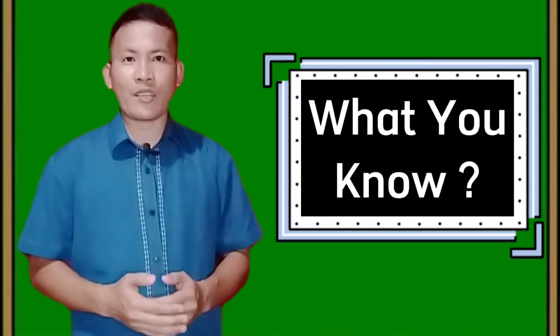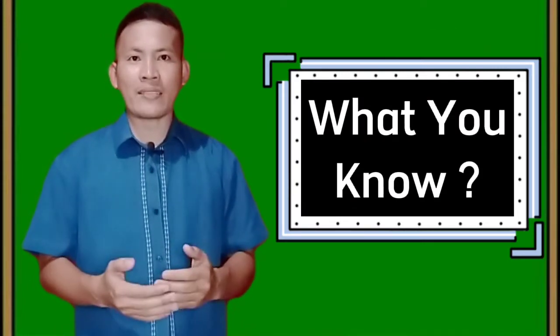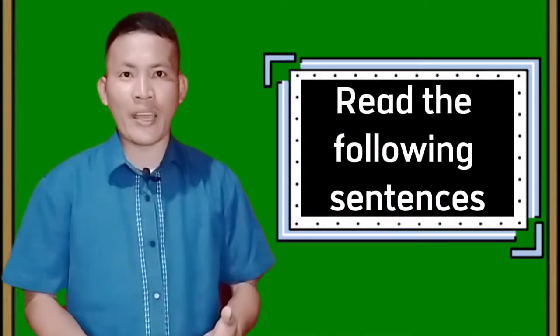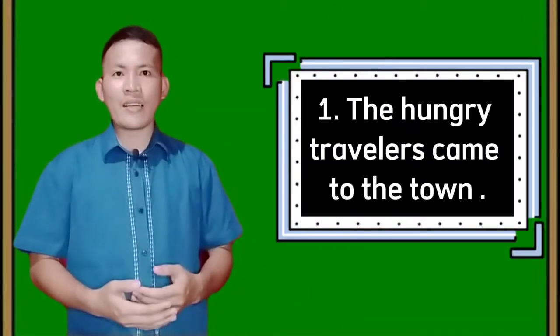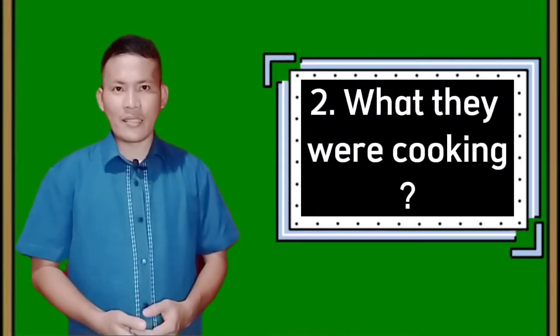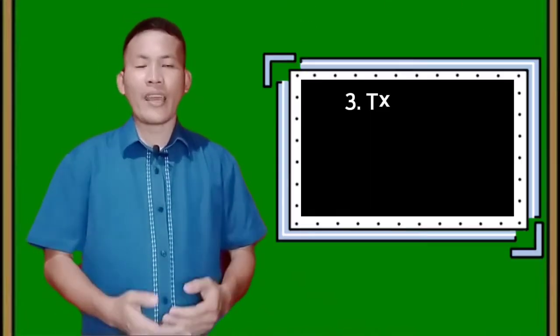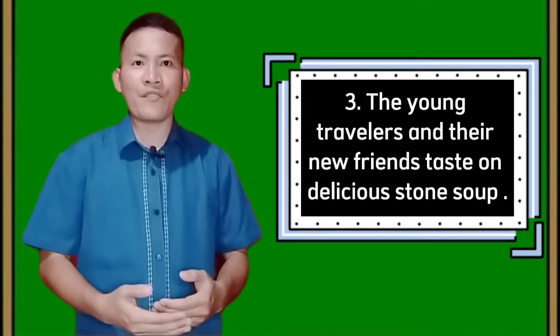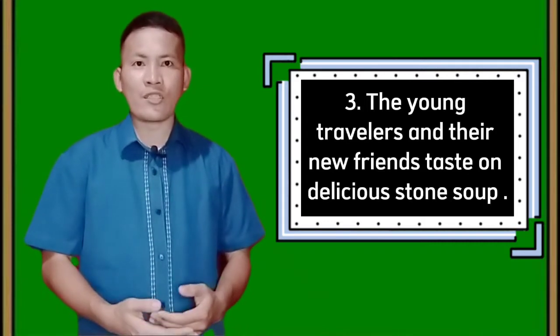Now let me ask you, what do you know about our past lesson? Can you still remember the story entitled The Stone Soup? Very good. Now here are 3 sentences taken from the story that we have read entitled The Stone Soup. The first sentence is, the hungry travelers came to the town. The second sentence is, what they were cooking. And the third sentence is, the young travelers and their new friends taste on the delicious stone soup.